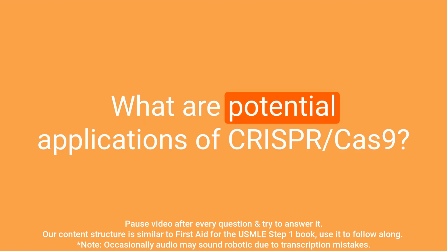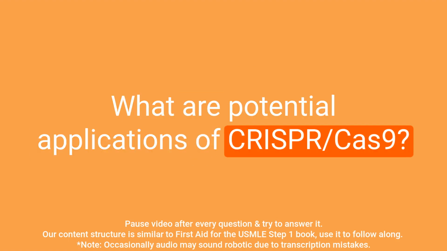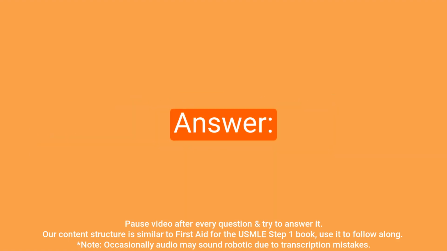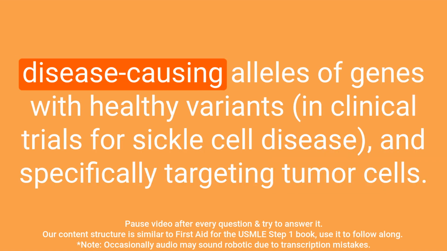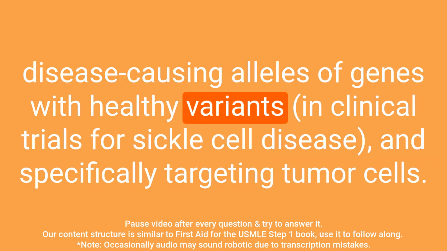Question: What are potential applications of CRISPR divided by Cas9? Answer: Potential applications of CRISPR divided by Cas9 include removing virulence factors from pathogens, replacing disease-causing alleles of genes with healthy variants, and specifically targeting tumor cells.